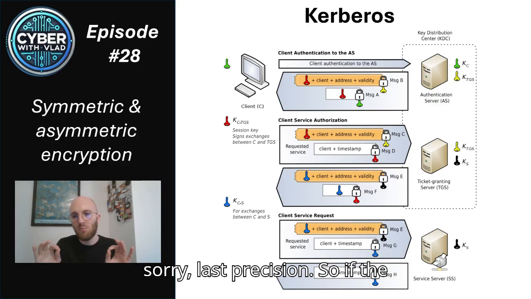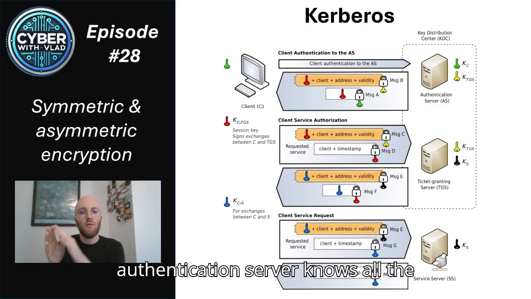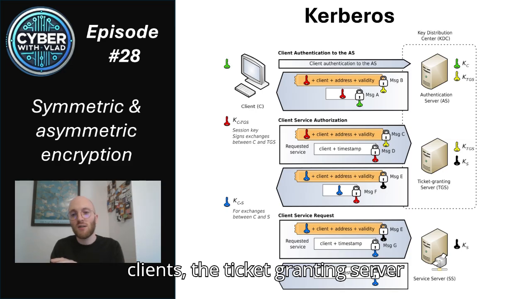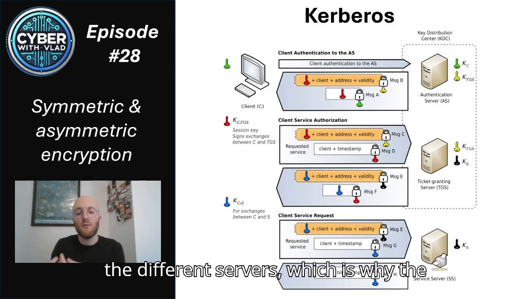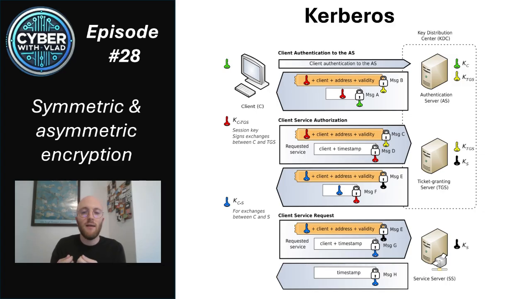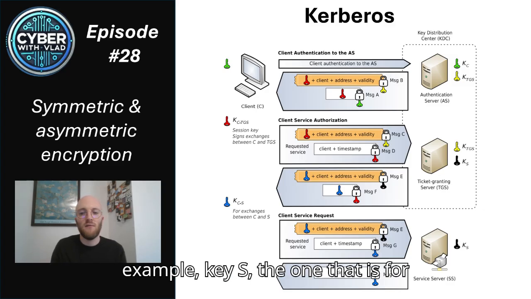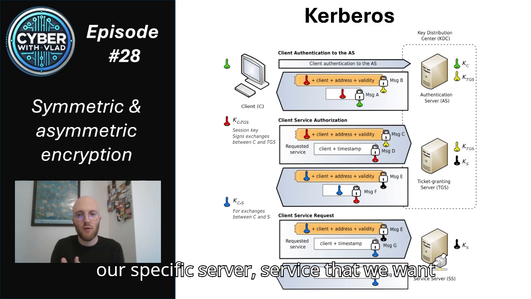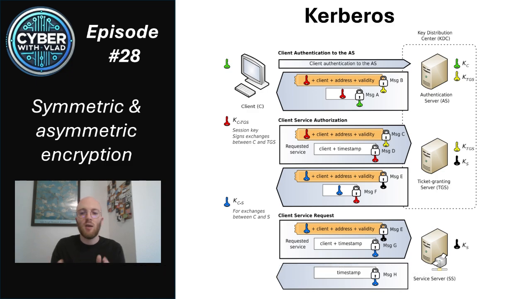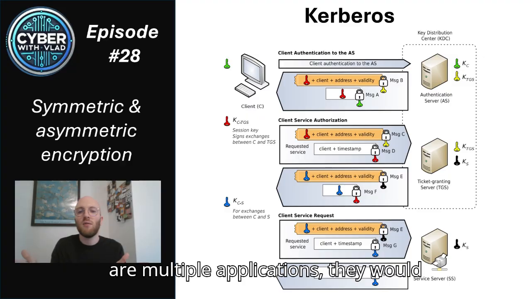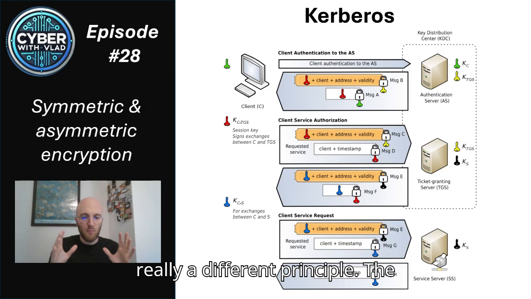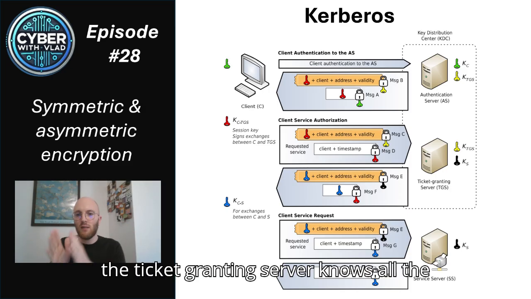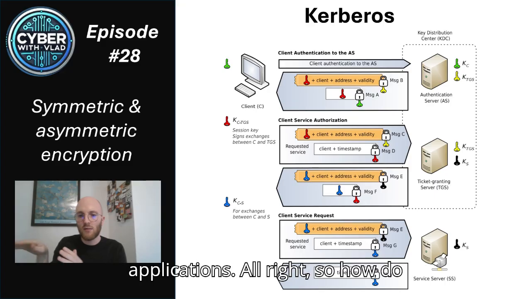Oh yes, sorry, last precision. So if the authentication server knows all the clients, the secret granting server doesn't know the client. He only knows the different servers, which is why the secret granting server has a series of black keys. So here, for example, key S, the one that is for our specific server, a service server that we want to access, like a web server, as I said. But you have to understand that if there are multiple applications, they would have, of course, multiple keys. So it's really a different principle. The authentication server knows the client, the secret granting server knows all the applications.